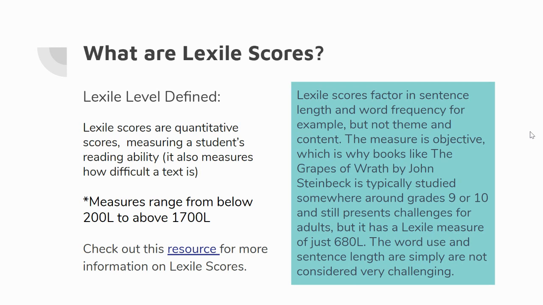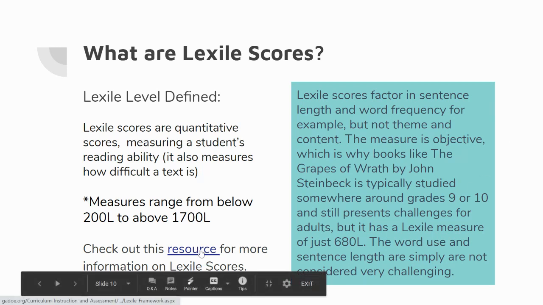An example is, we can see here on the slide that The Grapes of Wrath, for example, is studied somewhere around grades 9 or 10, yet the Lexile is just 680. So sometimes it's important to keep that in mind when discussing Lexile scores. And if you want more information, there is a link here to get additional resources regarding Lexiles.